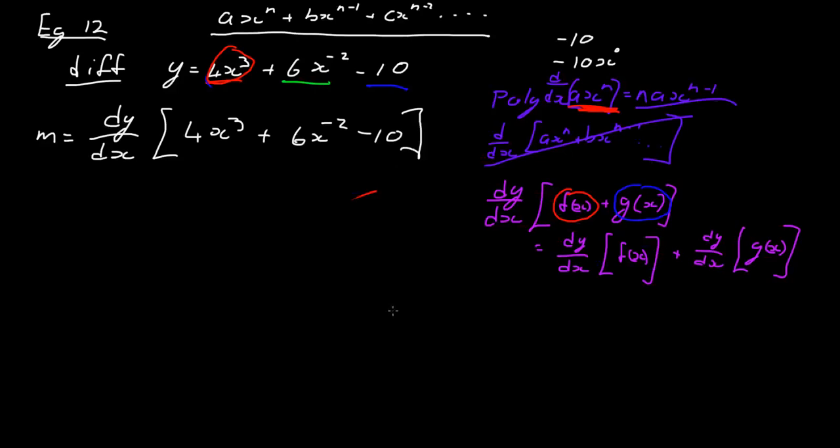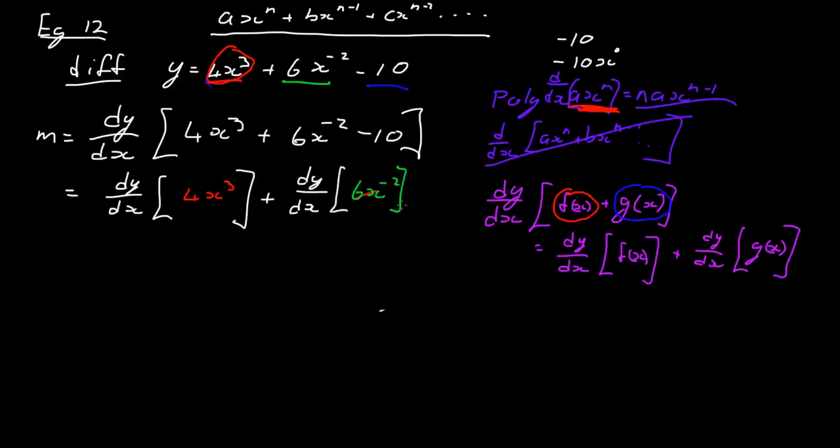Okay. Now, from this rule over here, we know we can differentiate each term separately. So we can say that's equal to dy by dx of 4x cubed, plus dy by dx of 6x to the minus 2, plus dy by dx of, last one is minus 10.